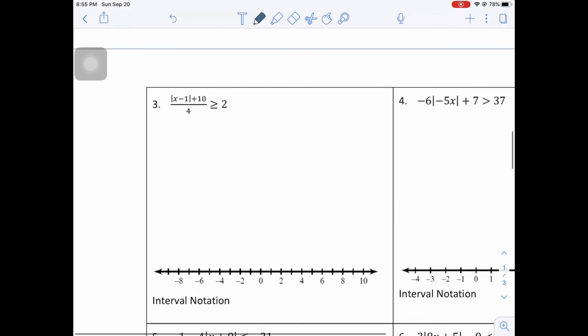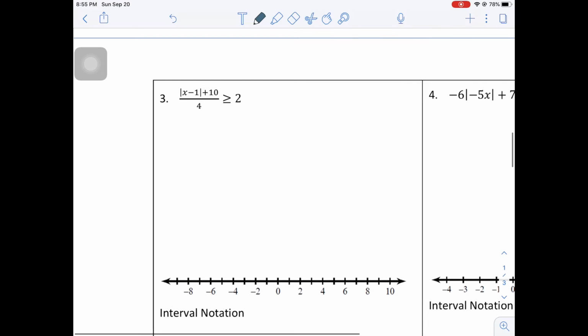All right, on to page 2. So, first thing we always have to do in these problems, guys, is we have to isolate. So we need to isolate this, multiply 4 on both sides. Going to give us x minus 1 plus 10 greater than or equal to 8. Finish isolating, subtract the 10. X minus 1 is greater than or equal to negative 2.